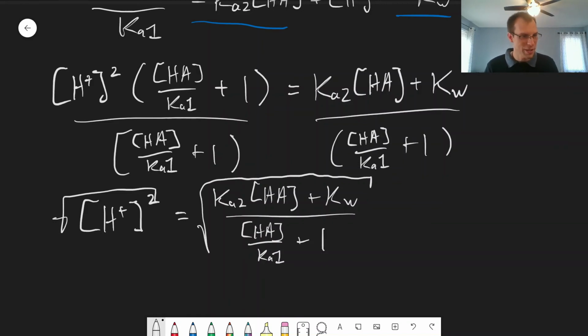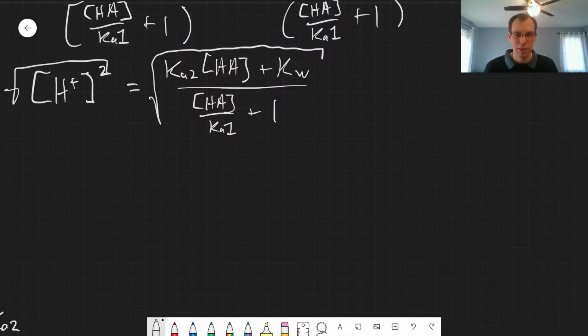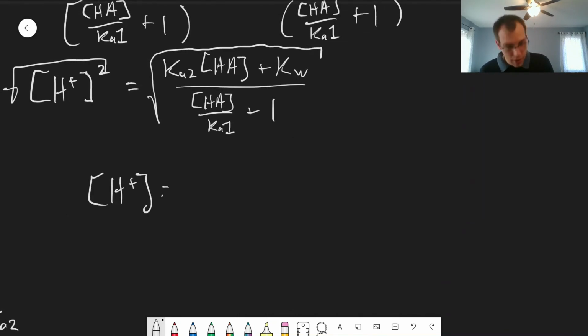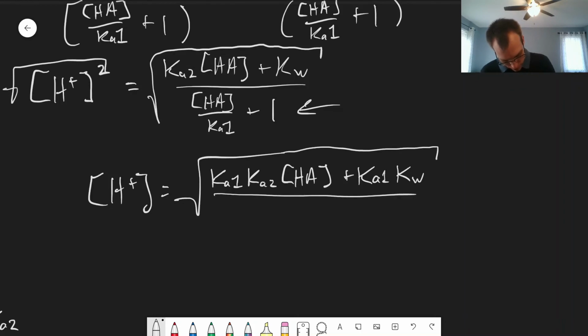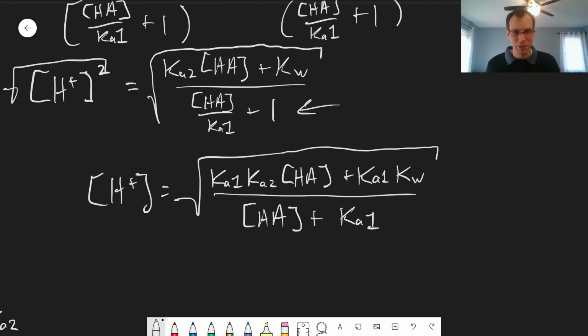We can rearrange this a little bit. Our final version of this, I'll write below, is the concentration of H plus is equal to the square root. We can combine some of these fractions on the bottom here. Right, we have something over Ka1. We'll multiply bottom and top by Ka1, which lets us cancel some things. So that gives us Ka1 times Ka2 times concentration of HA plus Ka1 times Kw, because we multiplied both top and bottom by Ka1, divided by concentration of HA plus Ka1. And now we don't have multiple levels of fractions.